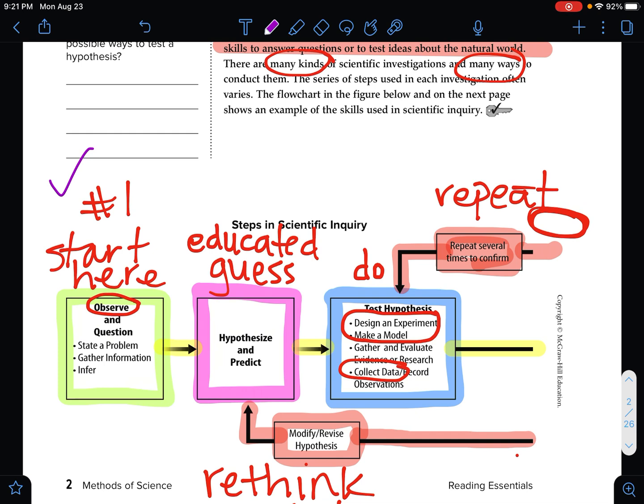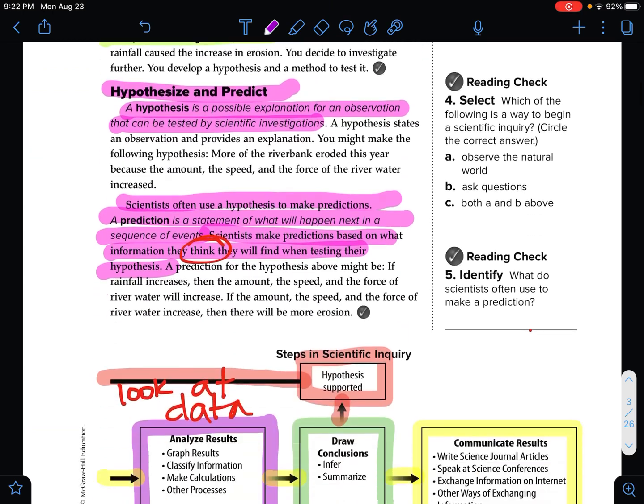So after you make your hypothesis, you need to test that hypothesis. This is what you do. The biggest ones that you think of when you think of science are designing an experiment or creating a model. But it also can be collecting data, doing research, recording observations. So it's going to be what you do. First, you make an observation, then you make a hypothesis, and then you design an experiment, okay? So I'm going to skip over here.